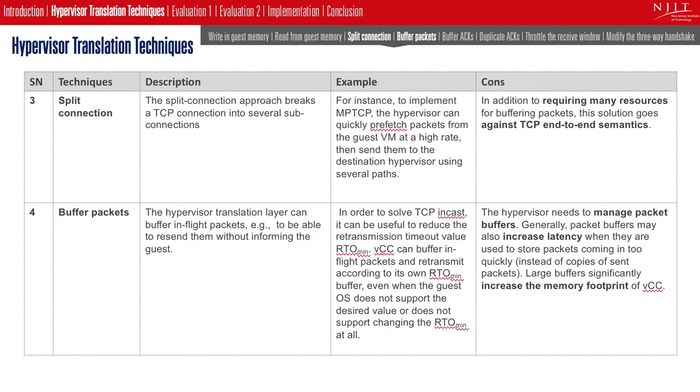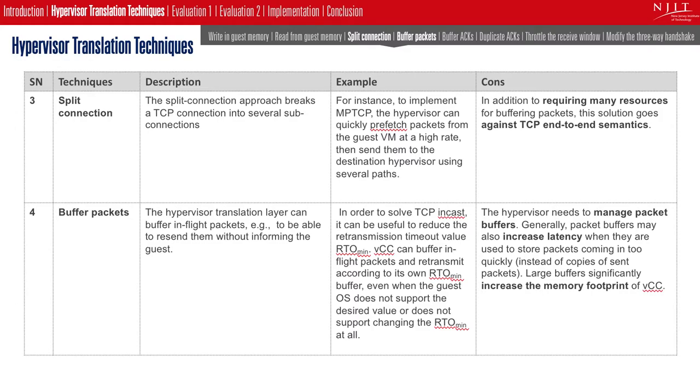However, in addition to requiring many resources for buffering packets, this solution goes against TCP end-to-end semantics. For example, a barrier-based application may believe that all its packets were acknowledged and advance to the next phase, while they were not actually received.